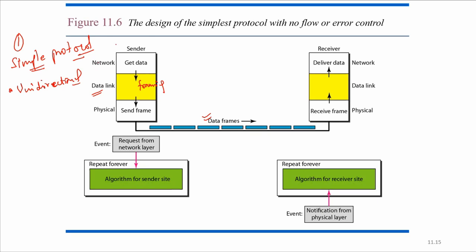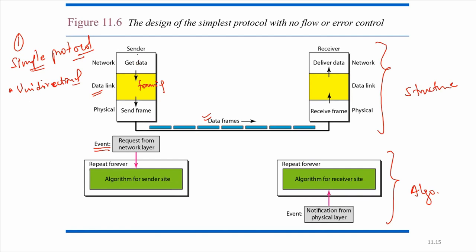In the simplest protocol, this is the structural analysis, and this is the algorithmic analysis, showing how the algorithm should be implemented. Here there will be an event. Event means a trigger point. When frame sending should be activated at the sender side, there will be an event. That event will be a request from the network layer. The network layer will be requesting the data link layer to send a frame, or send data.